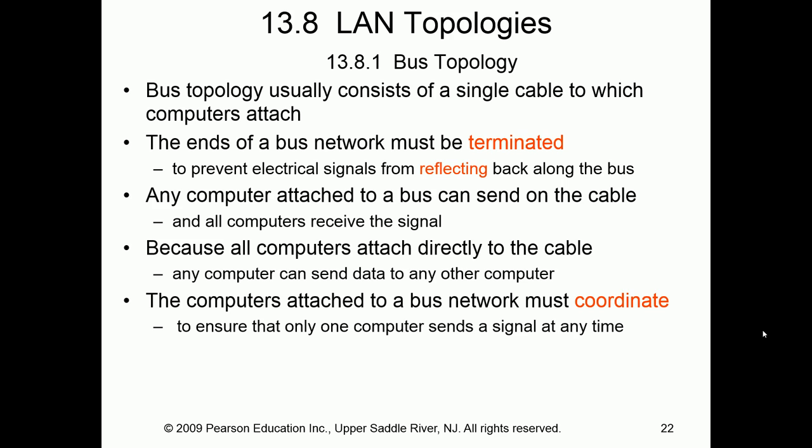Our bus topology usually consists of this one cable, and the end of that one cable is terminated. Basically, it goes in order, left to right or right to left, doesn't matter. But it goes down the wire. When it gets to the end of the wire, there's a terminated block there that sends the signal back the other way. Both ends have terminated blocks, and they just go back and forth.